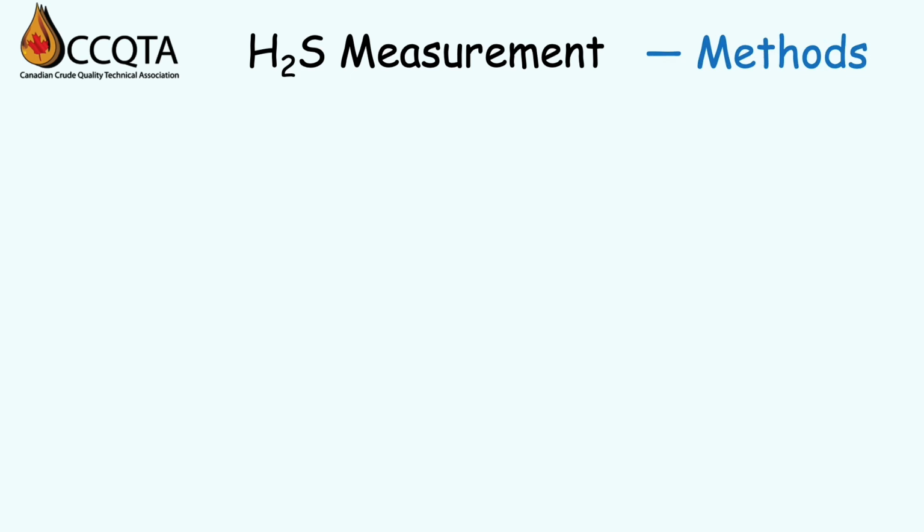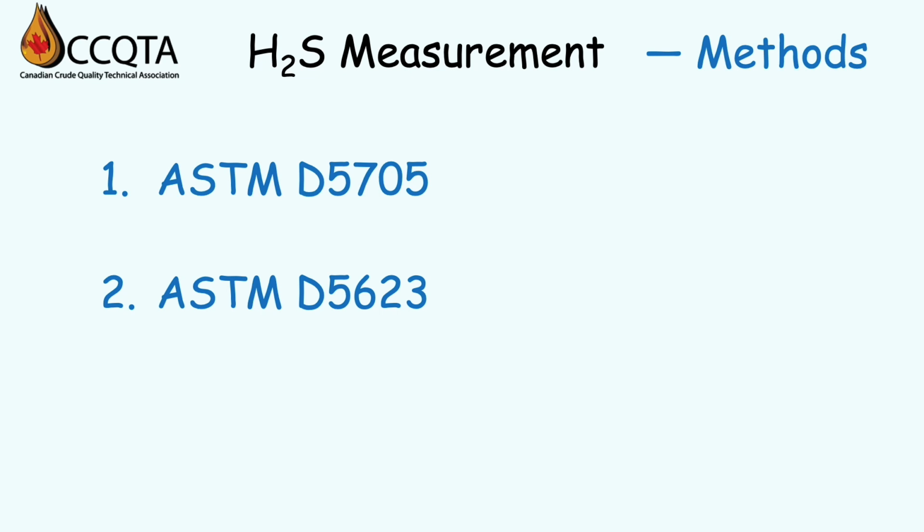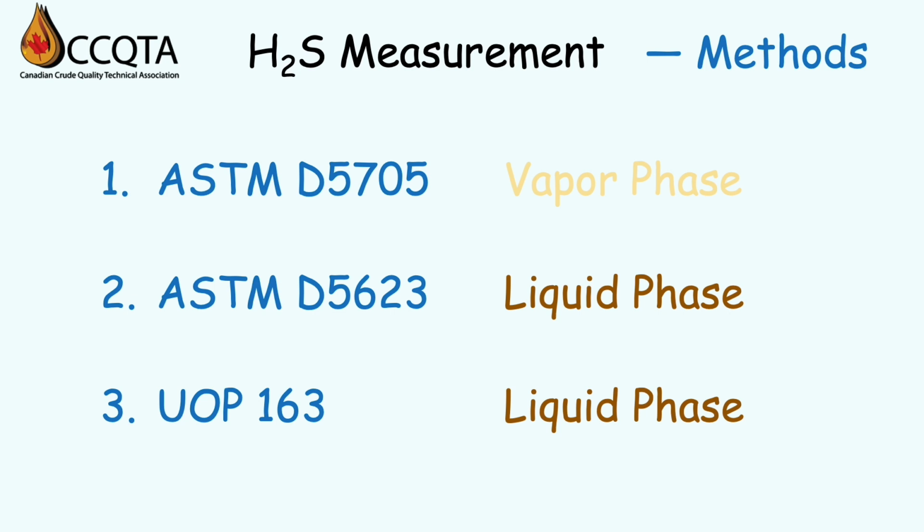Now that we've captured a sample, what are the options for testing methods? There are three common testing methods used for H2S: ASTM D5705, ASTM 5623, and UOP 163. There is also a fundamental difference in how these report H2S. ASTM 5705 reports the H2S content of the vapor phase above a crude oil, while the other two methods report the H2S content of the liquid phase. Liquid and vapor results are not equivalent or comparable, and I'll explain why in a moment.